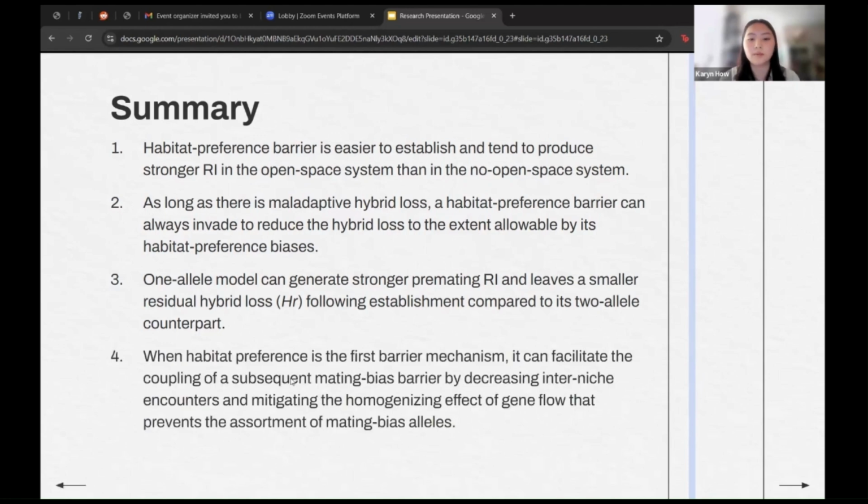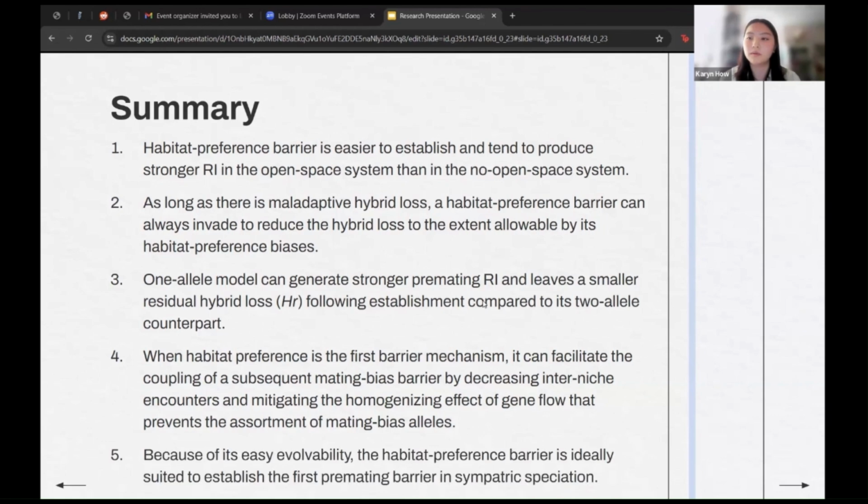And for our fourth point, when habitat preference barrier is our first barrier mechanism, it is able to facilitate coupling of the subsequent mating bias barrier by decreasing the inter-niche encounters and mitigating the homogenizing effects of gene flow, which prevents the actual assortment of mating bias alleles. And on to our last point, we noticed that because it is so easy to evolve, the habitat preference barrier is ideally suited to establish as the first pre-mating barrier because it's able to encourage coupling of the mating bias barrier, making it easier to introduce and producing better reproductive isolation.